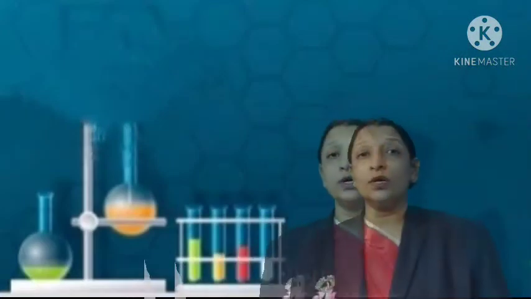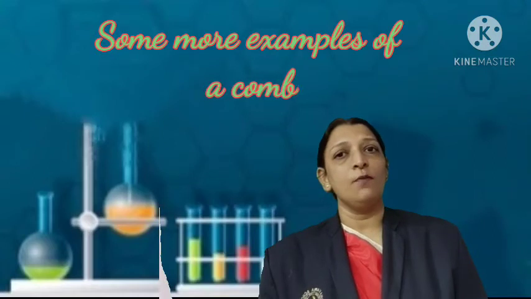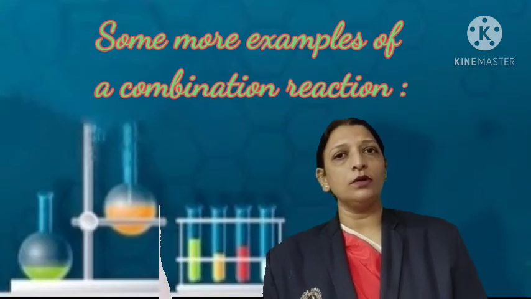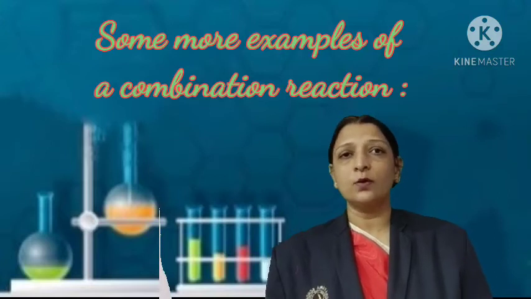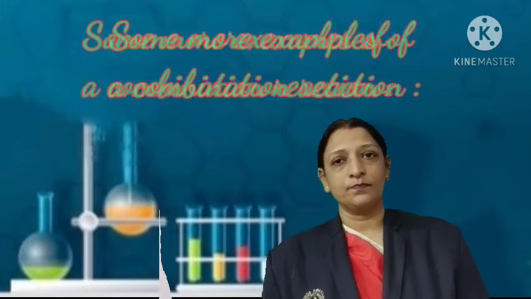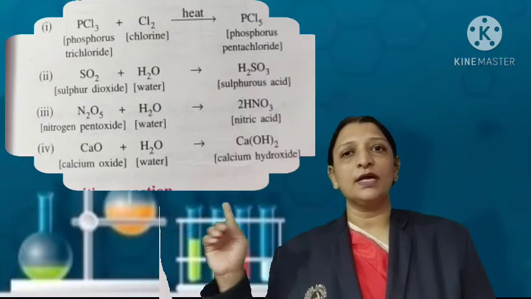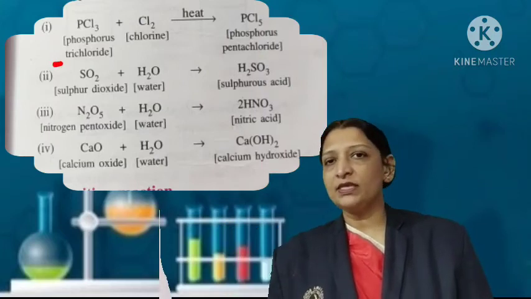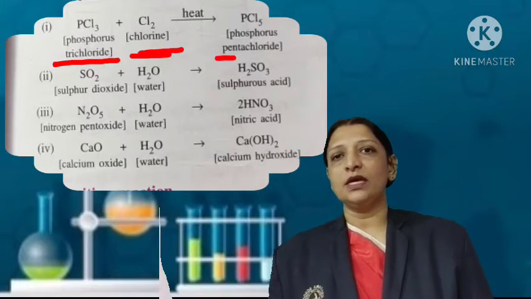I hope you understood the detailed combination reaction concept. Let us observe some more examples of combination reactions. Note them down and learn them well with their balanced chemical equations. Phosphorus trichloride combines with chlorine and gives phosphorus pentachloride. PCl3 plus Cl2 gives PCl5.